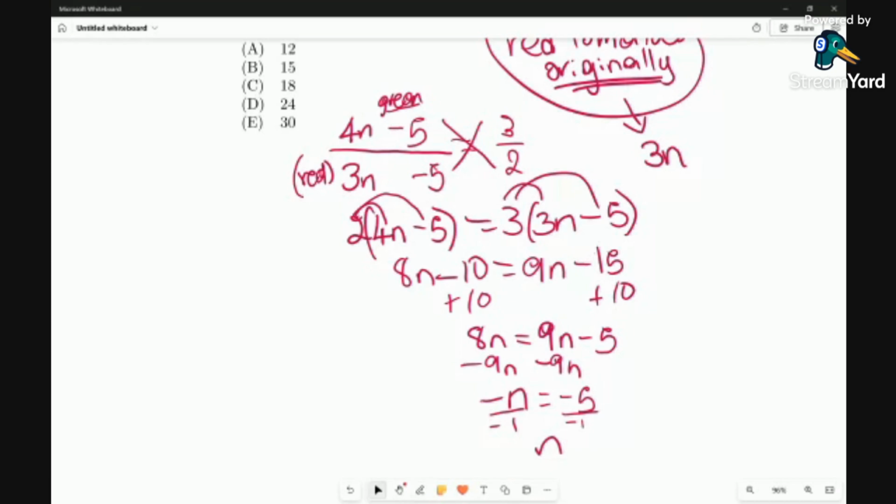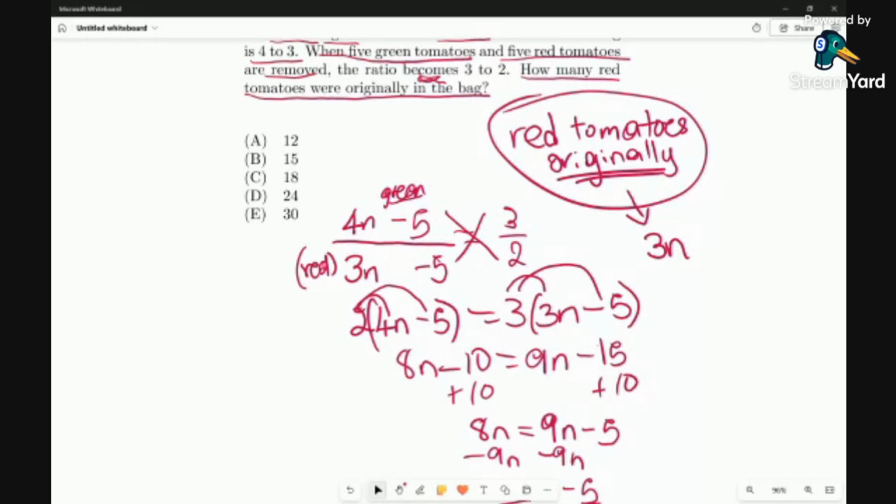So beautiful. Some people would come here and they would say, hold on, I don't see 5. And that's why I have here that I'm looking for 3N. So what is 3N? It would be 3 times N, which is 5. So that means I started out with 15 tomatoes.